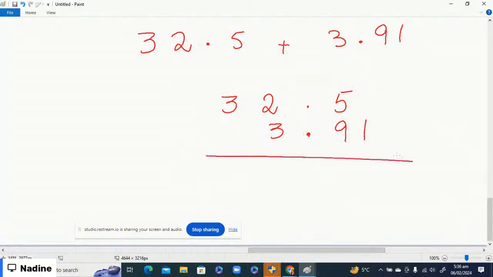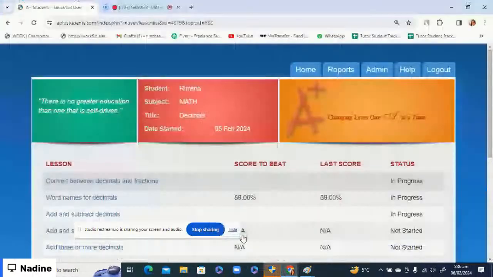Now add up. 1 is still same. 9 plus 5 is 14. So putting 4, 1 goes up here as a carry. So this is the point as still same. Now add up this one. 1 plus 2 plus 3 is 6 and then 3 is same. And this is your answer. Now you guys practice this one.